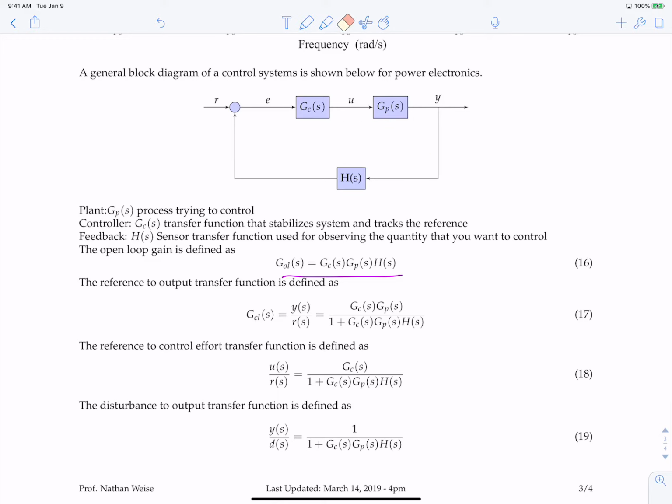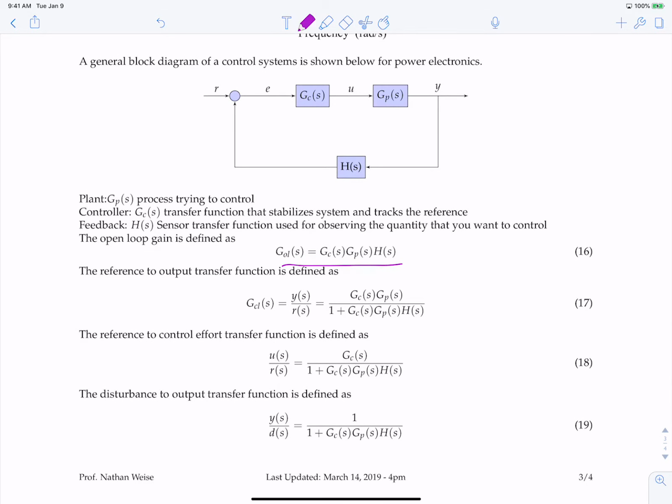Now, there's a very good reason we like to find GOL, because we can derive a lot of different transfer functions based upon GOL. For instance, the closed loop response, from reference to the output. We can write a transfer function for that, and that's defined here in 17. That's the forward gain path, GC GP, divided by 1 plus the open loop gain, which is right here. Now, this is very useful because GCL is, as in the previous section, what we're trying to push our system response to.